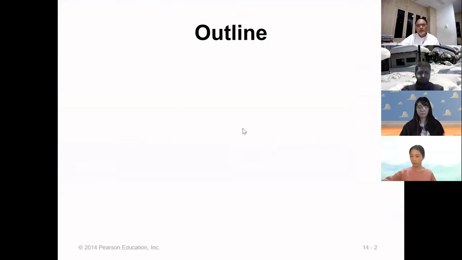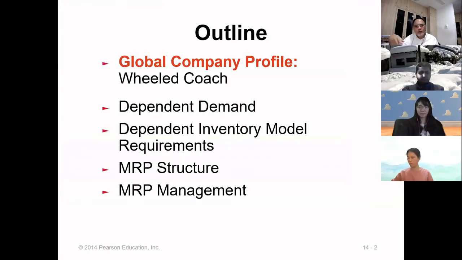So if you remember, we did a lot of inventory control models way back in chapter 12, if I'm not mistaken. That is where you are developing models for independent demand. Independent demand means the demand does not depend on any other items or any other components. So this MRP, material requirements planning, is a planning tool. First of all, it is a planning tool, and it's actually for dependent demand.